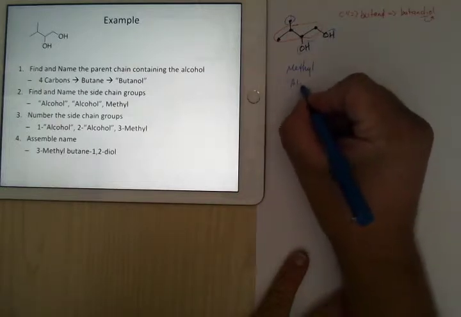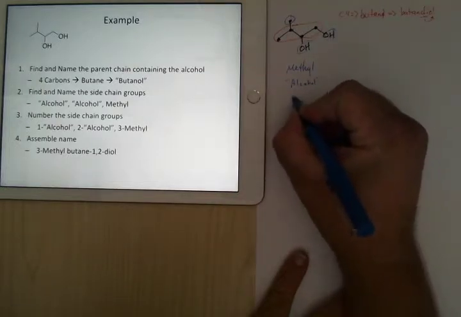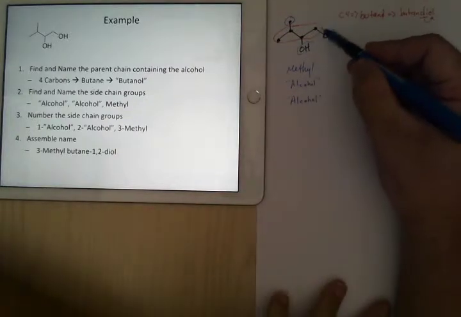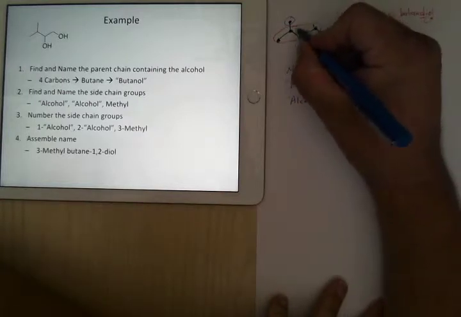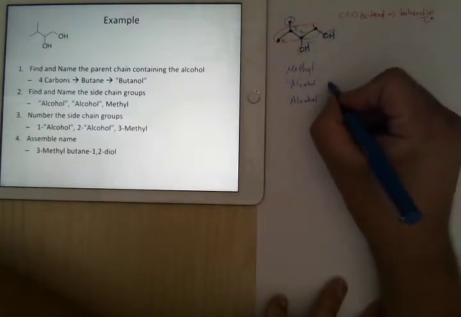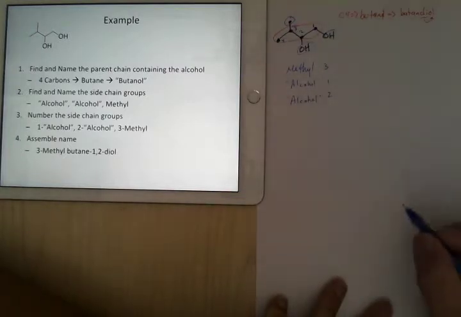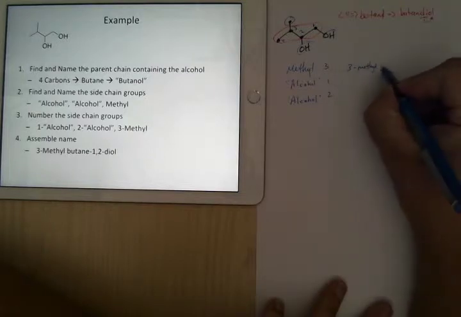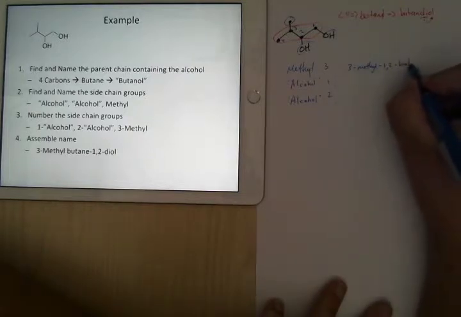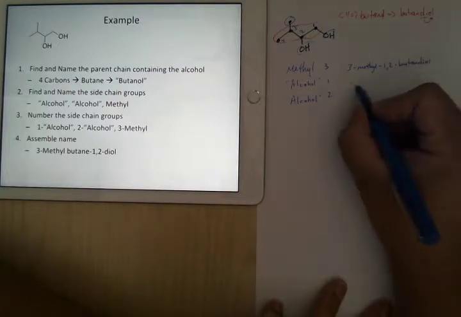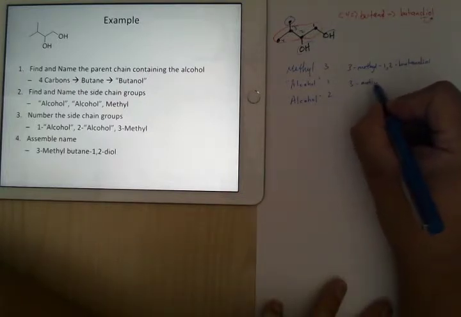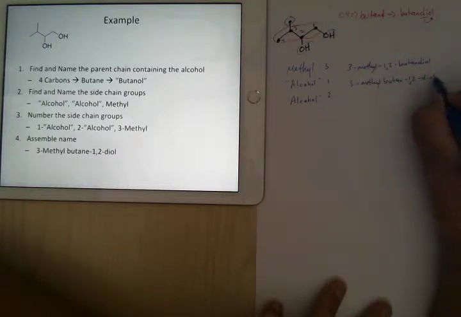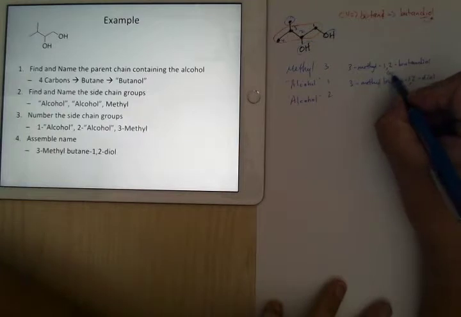So alcohol, and this is the side closest to an alcohol, so it's 1, 2, 3, 4. This one's at 1 and 2. The methyl's hanging off at 3. So the way we would name it would be 3-methyl-1,2-butanediol, or you can name it 3-methylbutan-1,2-diol. I'll take either one. It doesn't really matter.